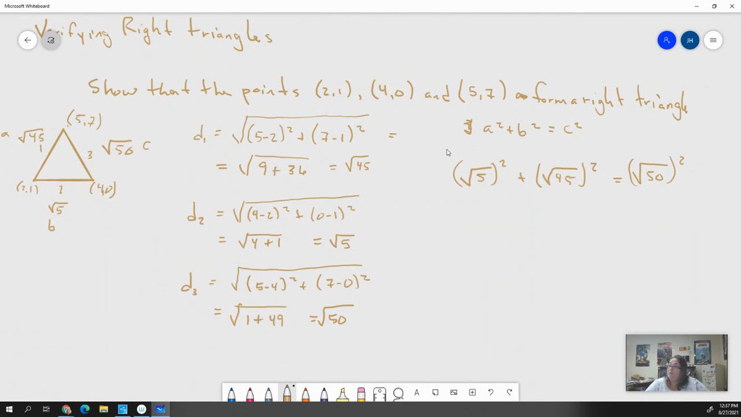If I square a square root, I'm left with what's underneath. So that would be 5 plus 45 equals 50. And that is a true statement. So we do have a right triangle. I believe in your homework they're all right triangles. You just have to prove it, right? You just have to keep doing the distance formula. Is it a pain? Absolutely. But there's only one problem that requires you to do it. Okay? So you're not going to be doing it over and over and over again.